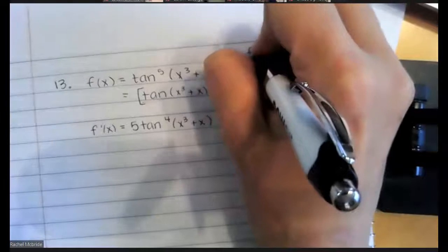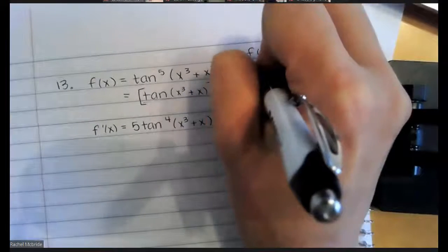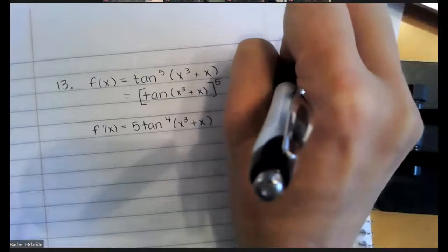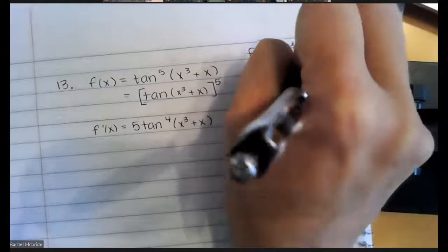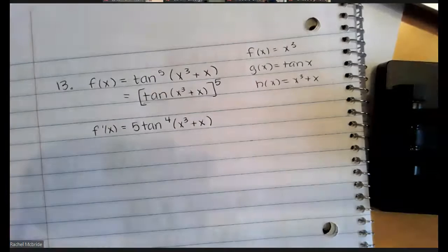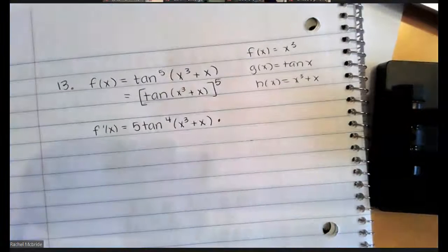There are actually 2 chain rules happening inside, so this is like a 3-part problem again. It's kind of like your f of x is x cubed, your g of x is tan x, and your h of x is x cubed plus x. So again, this is kind of like a triple problem. So then you have to multiply by the derivative of tangent. So the derivative of tangent is secant squared.